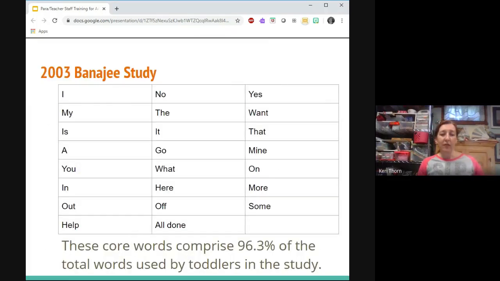There was a study in 2003, and they took a whole bunch of toddlers, put them in a room, and did language samples where they spent a day with them and wrote down every single word that came out of their mouths. When the study was over, they found that these 23 words made up 96.3% of all the words that those toddlers spoke. So again, you're not seeing the color red, you're not seeing community helpers, you're not seeing shapes. These are the words that they're speaking most of their day.